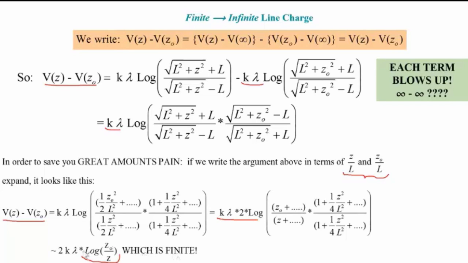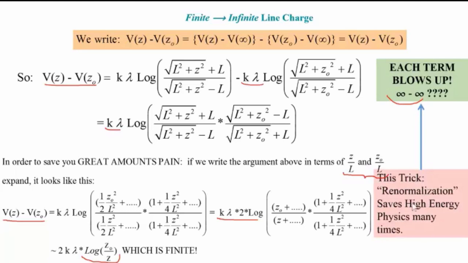So that's what I mean by using this trick, using the results of having v at infinity, which, remember, gives a blow-up of those terms. But if we take the fact that we're subtracting these infinities, what happens then is that you get a finite difference between the vz and the v0. This whole thing is called renormalization, and it saves high-energy physics many, many times in terms of the way they calculate fields and so on. Keep that in mind, that it's a very sneaky trick, but it works.